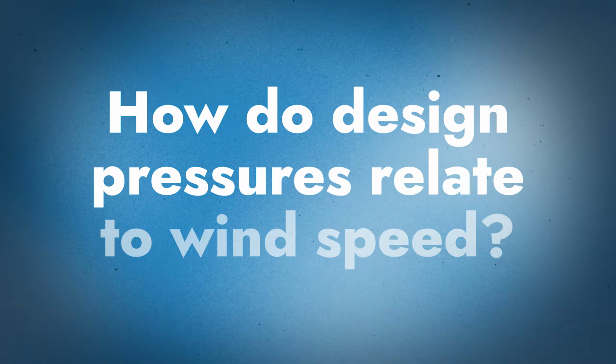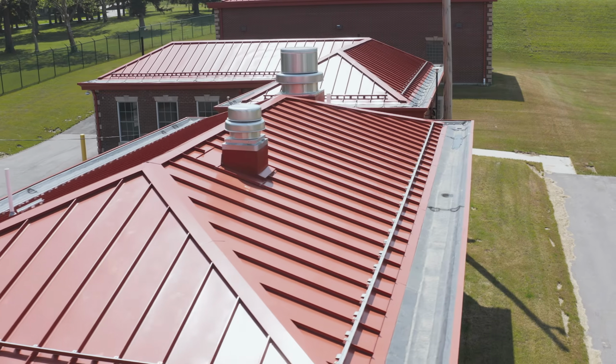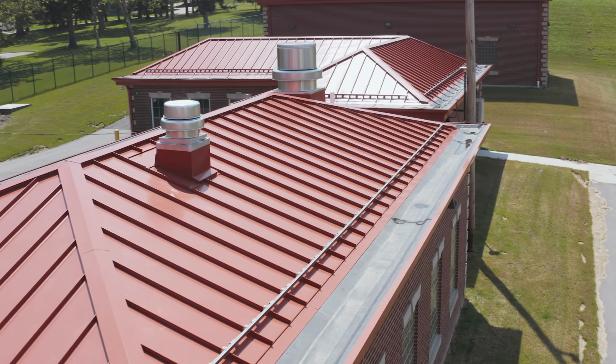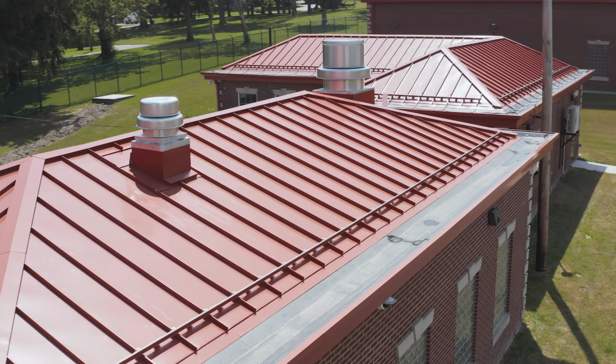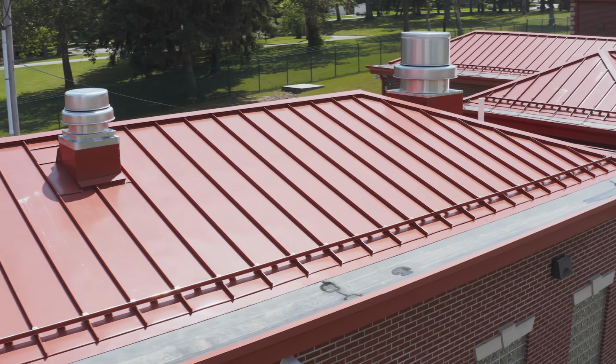Let's take a closer look at design pressures. How do they relate to wind speed? That's where the ASCE 7 comes in, right? A design pressure for a building that's 10 feet off the ground is going to be completely different for that same building if the roof is 50 feet off the ground, right? Because you're getting different areas.